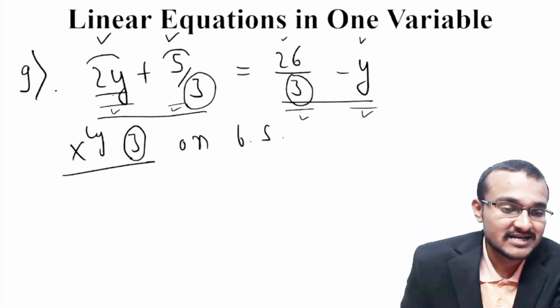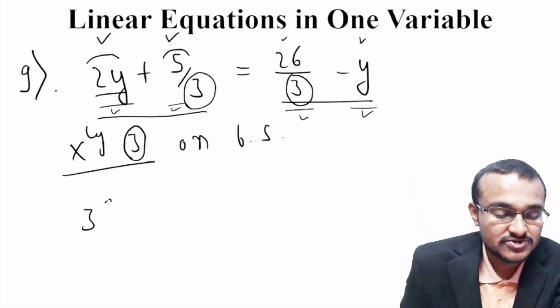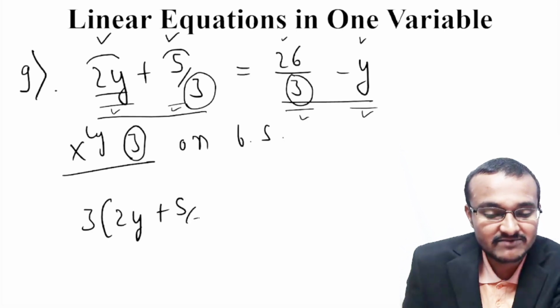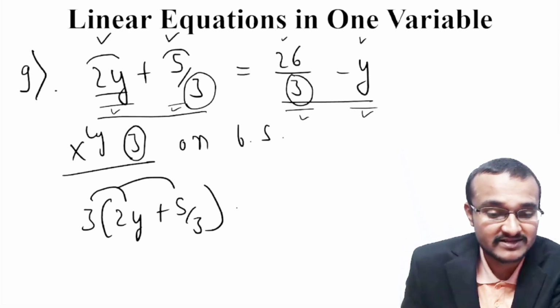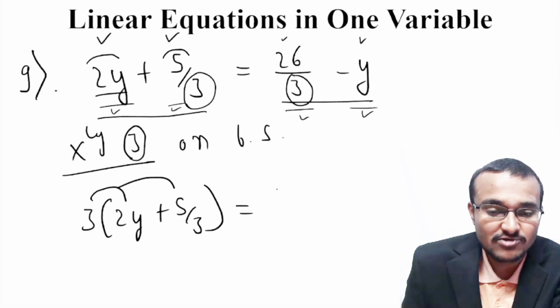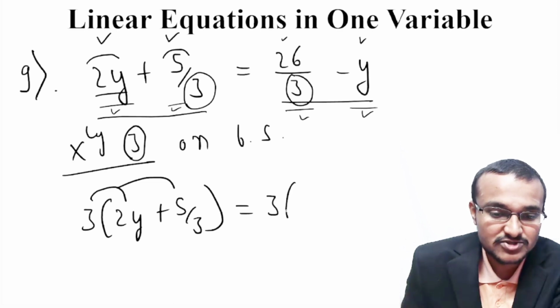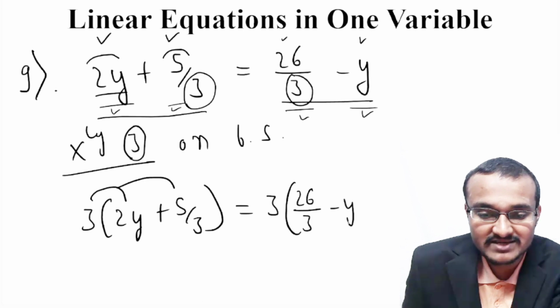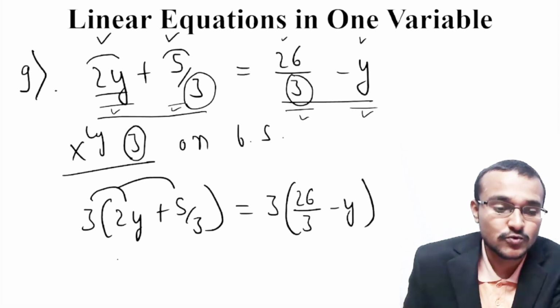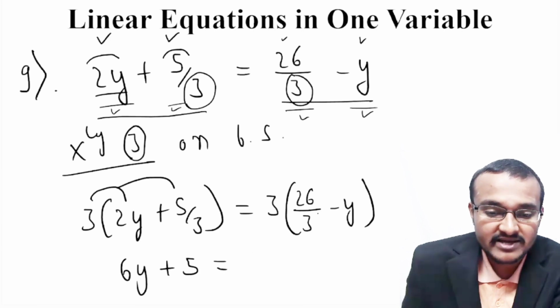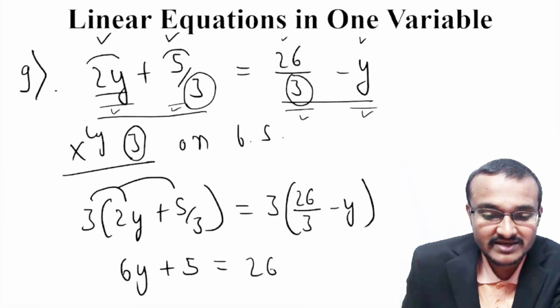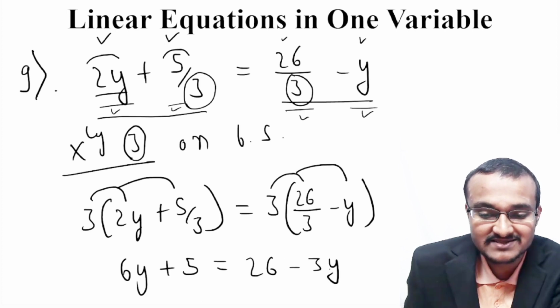So when you multiply 3 with this particular 2y plus 5 by 3, 3 will be outside, 2y plus 5 by 3 will be inside the bracket. This shows 3 should be multiplied with 2y and 3 should also be multiplied with 5 by 3, is equal to, you should perform the same operation on RHS as well. So that will be 3 into 26 by 3 minus y. Now you can multiply 3 into 2. So 3 into 2 will be 6y. So 3 into 5 by 3, the 3 gets cancelled. So only plus 5 will be remaining. Now again if you cancel this 3 and 3, 26 will be remaining, and again you should multiply this 3 with minus y as well. So that becomes minus 3y.